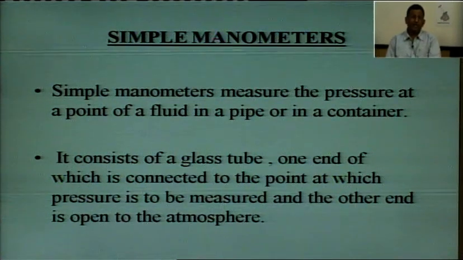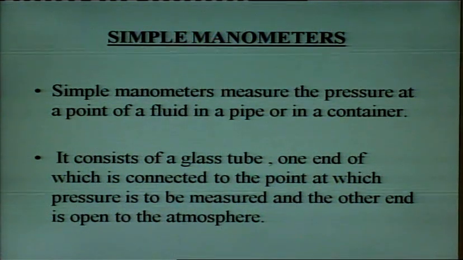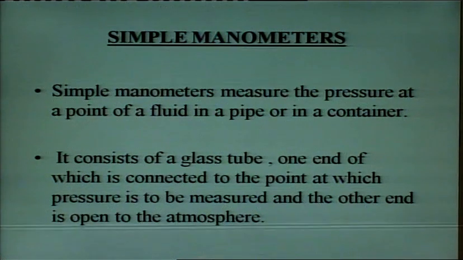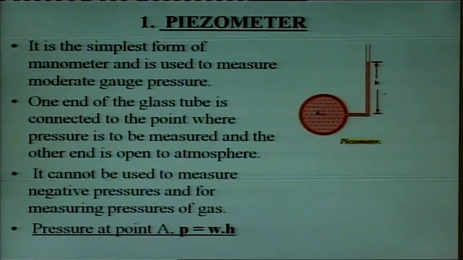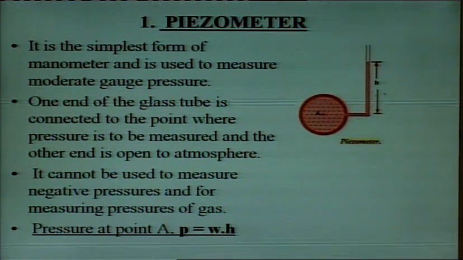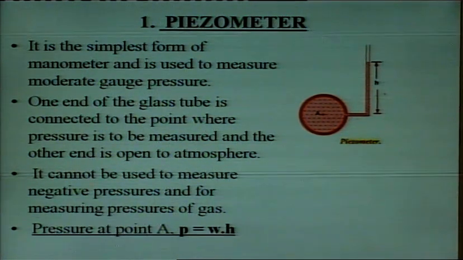What is it made of? It consists of a glass tube, one end of which is connected to a point at which the pressure is to be measured and the other end is open to atmosphere. Now first we say piezometer. So let us see the piezometer.